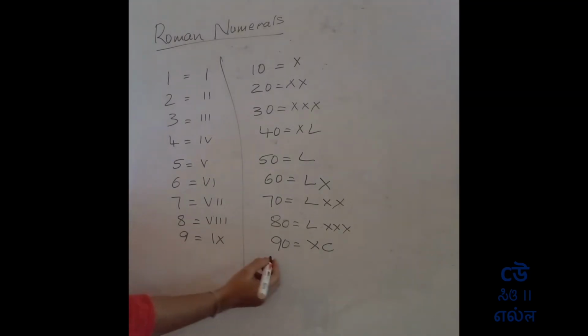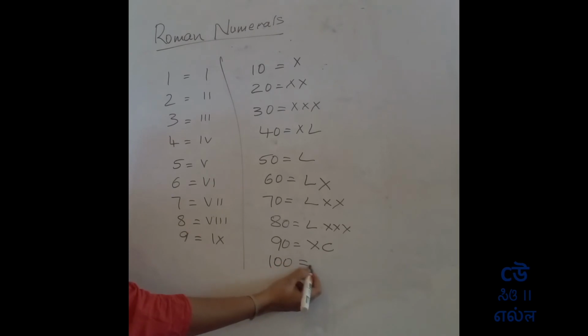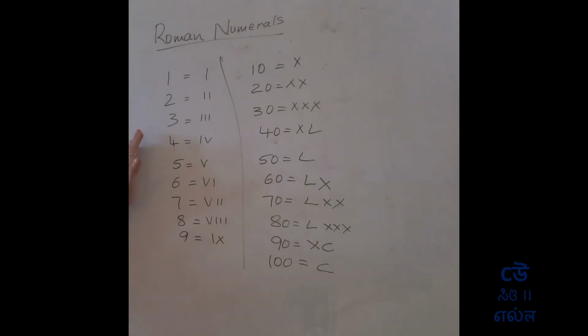Okay. Next 100 is represented as C. 100 is written as C. This is the table you have to remember, children. This is a very important table. So let us solve a few problems. You'll get some idea.